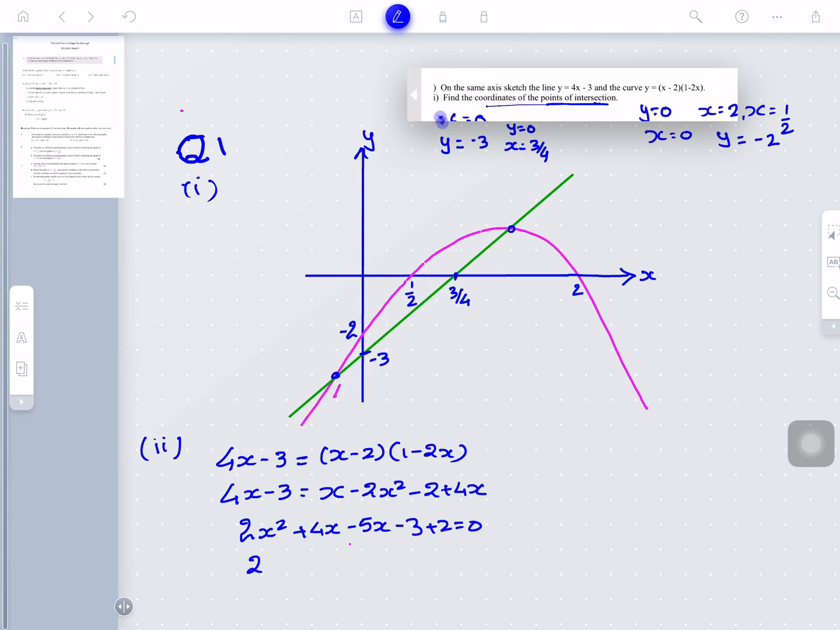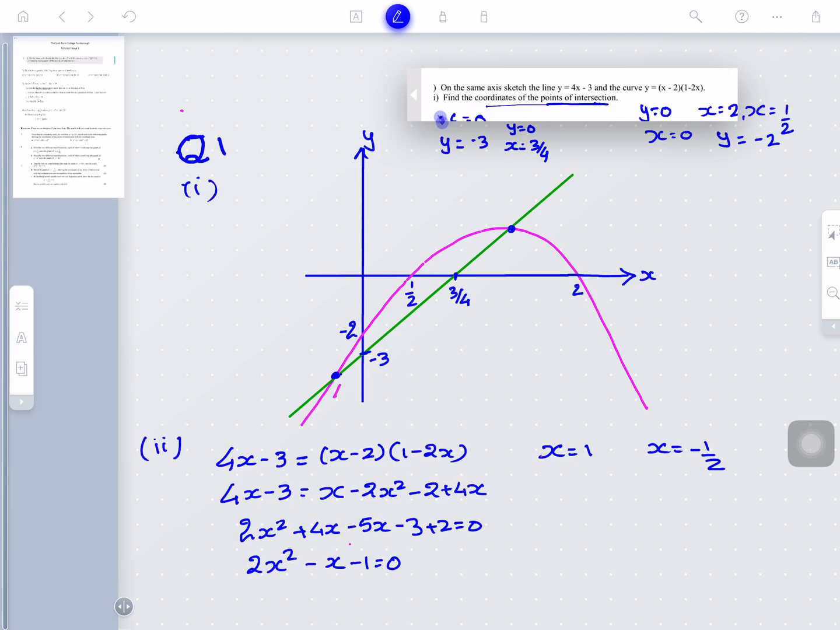So you get 2x squared minus x minus 1 equals 0. And if you put that in your calculator, you get x equals 1 and x equals negative half. Okay, and we clearly see there are 2 points of intersection, that one and that one.